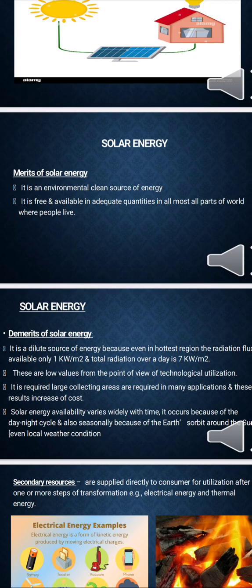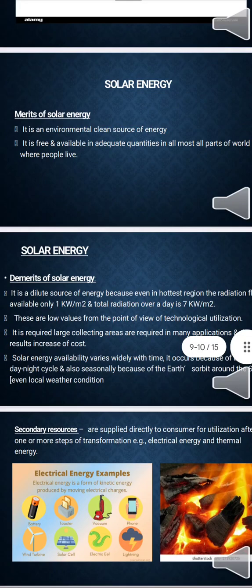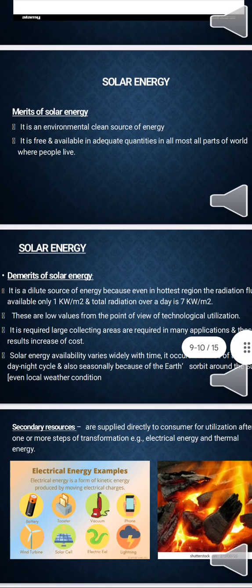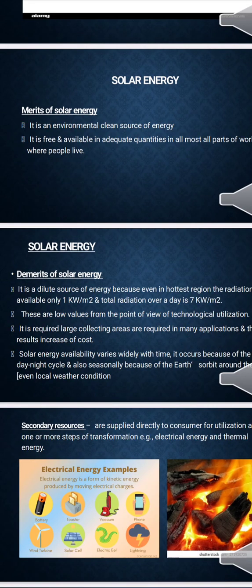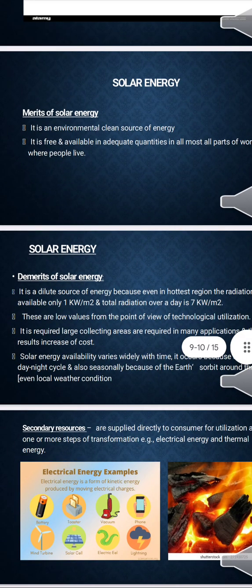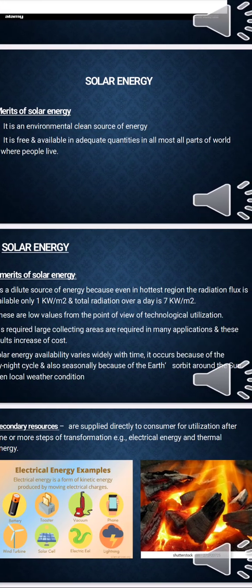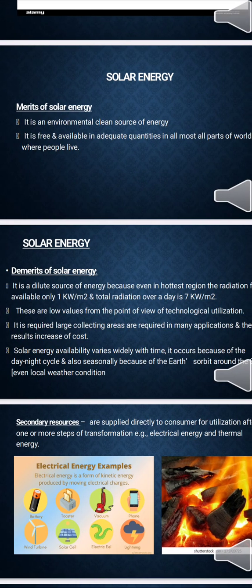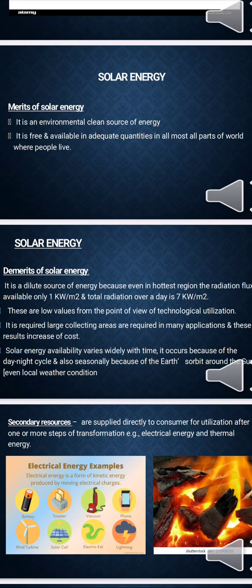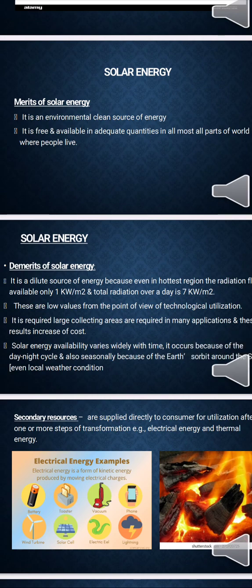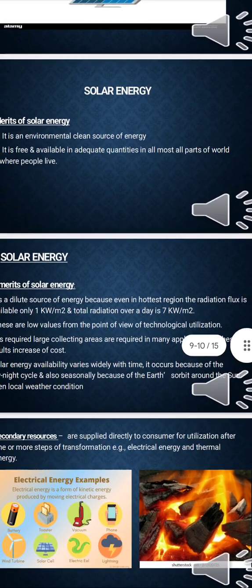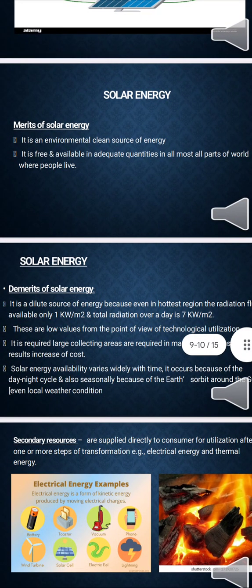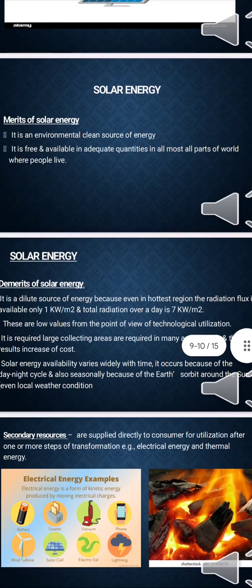So some of the demerits of solar energy include: it is a dilute source of energy because even in the hottest region the radiation flux available is only 1 kilowatt per m2, and total radiation over a day is 7 kilowatt hour per m2. These are low values from the point of view of technical utilization. Large collecting areas are required in many applications, and this results in increase of cost. Solar energy availability varies widely with time. It occurs because of the day-night cycle and also seasonally because of the earth's orbit around the sun, and even local weather condition.